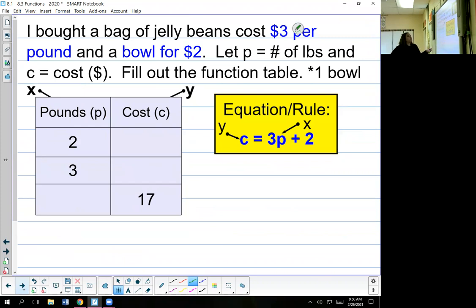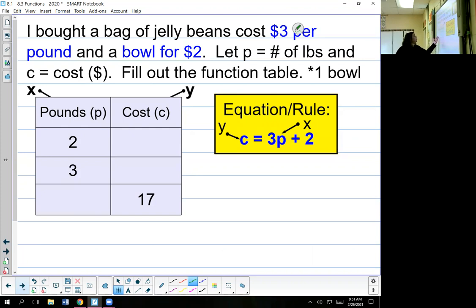They cost $3 per pound, and I've also bought a bowl, like a candy dish, to put them in for $2. Let P be the number of pounds, and let C equal the cost. So instead of putting X and Y, technically pounds is your X, so P, and your C is your cost, which is your Y. So basically here, it's just replacing your X and your Y with different letters. No big deal. This is the equation that they're giving you.